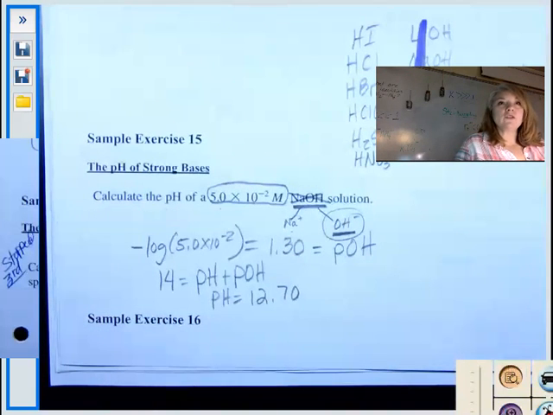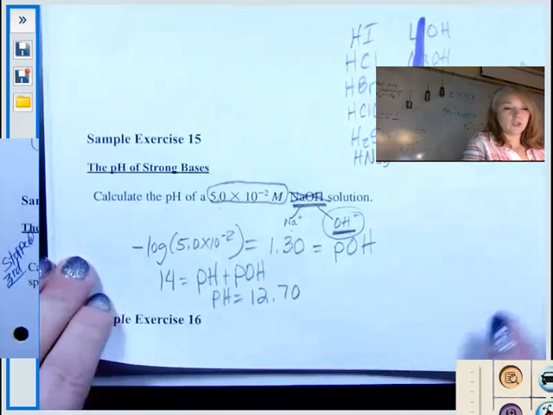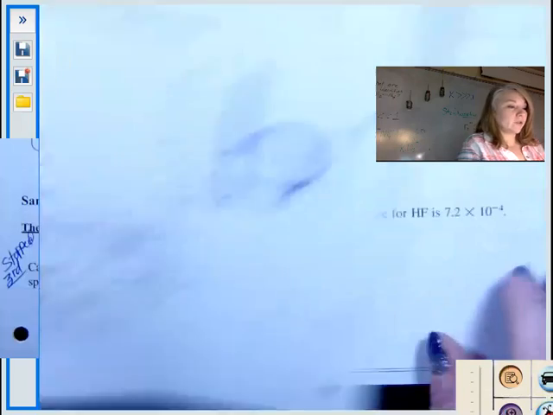So strong acid, strong base pH is so easy. All you have to do is take the negative log of the concentration. Pay attention, though, to whether you're dealing with an acid or a base, because if you're dealing with a base, you have to subtract from 14 after you take the negative log. Okay, let's go to exercise 16.